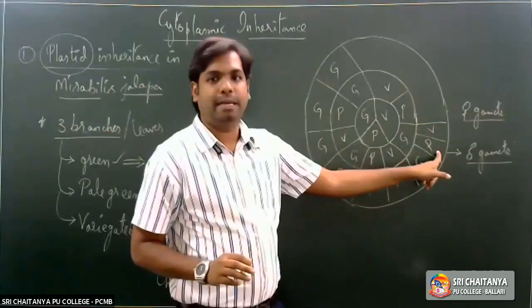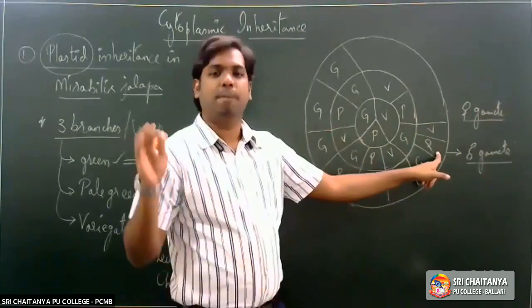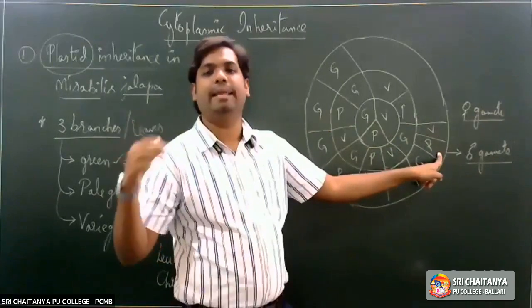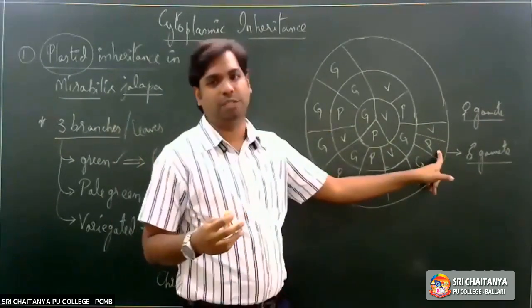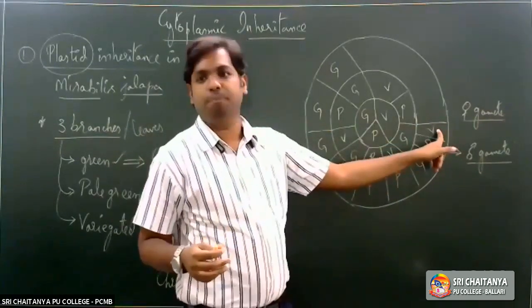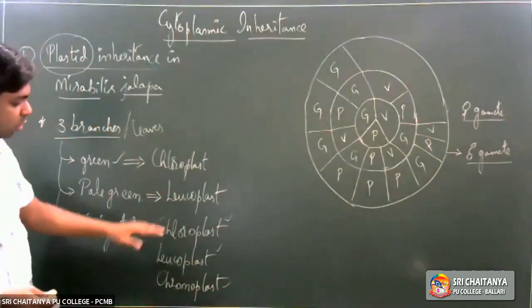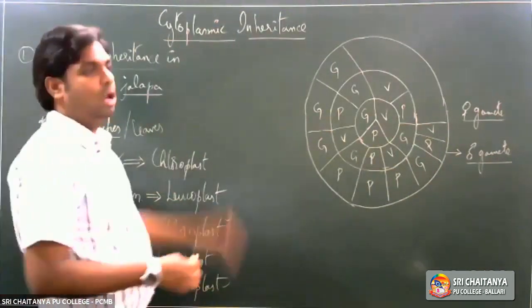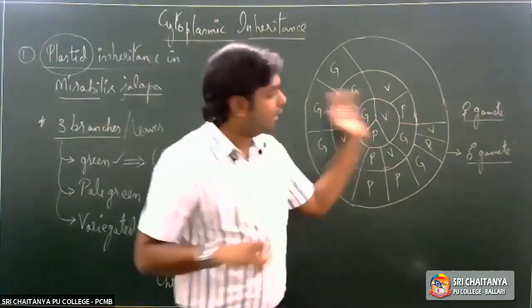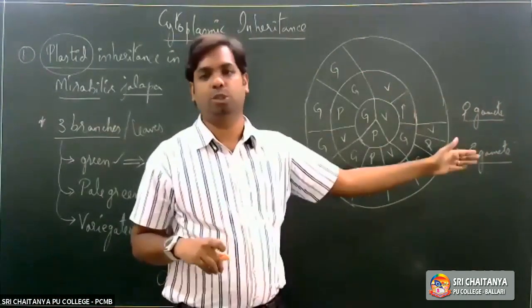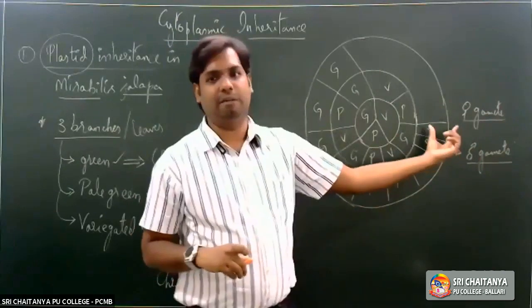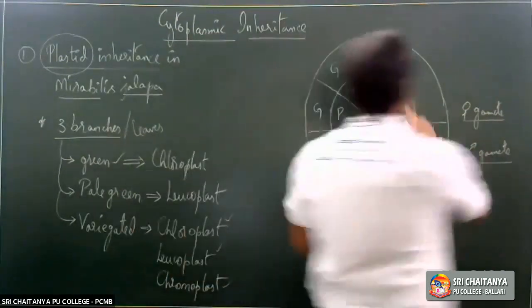Second case, pale green. Why is it pale green? Because the maximum amount of plastids getting into the zygote is leucoplast here. And the third condition again, all three different types of plastids, that is chloroplast, leucoplast, and chromoplast, are all getting in equal concentration or equal proportions. So therefore, a variegated leaf is seen. Same with the next one also.